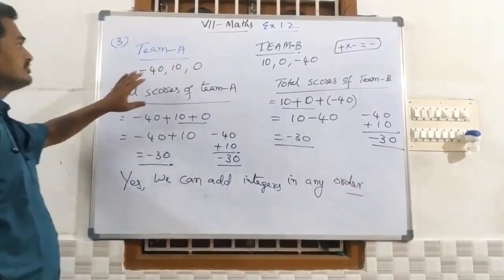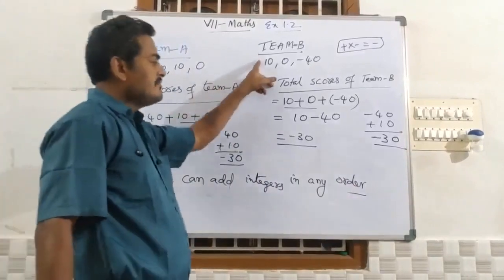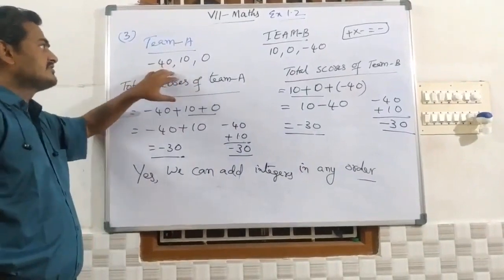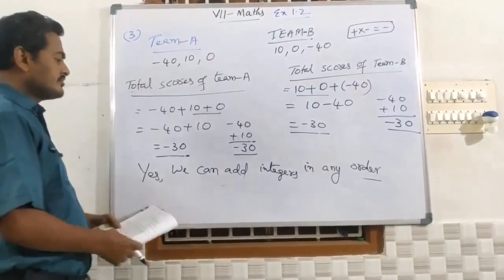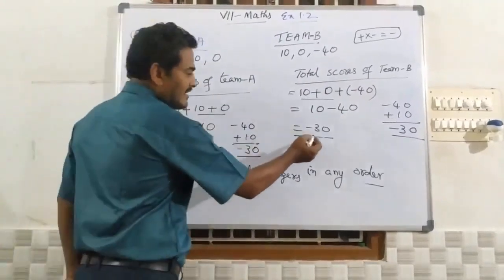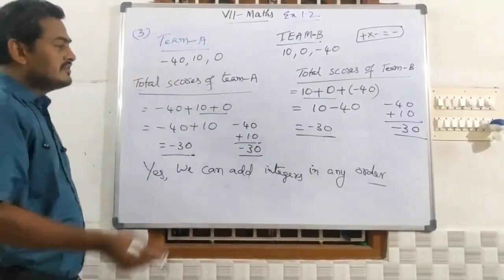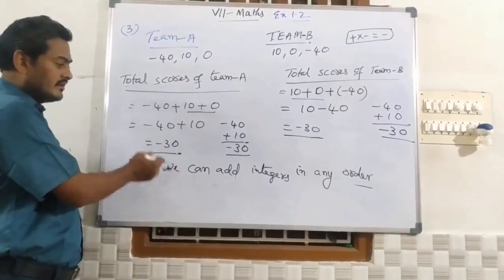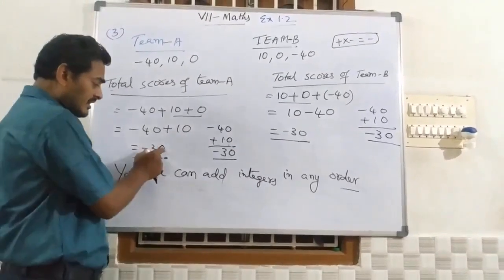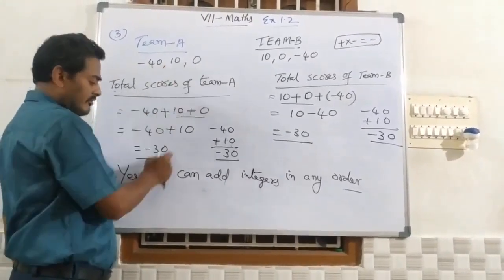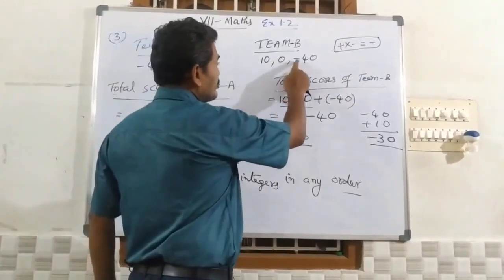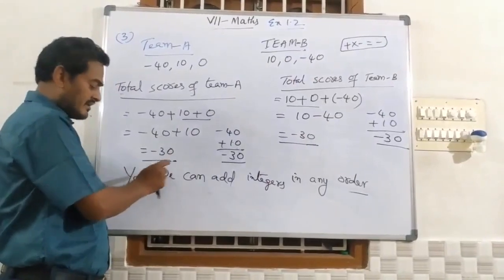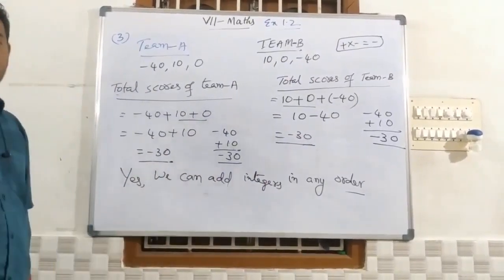So team A's score is minus 30 and team B also gets minus 30, the numbers are the same but the order is different. In this question they are asking, can you add these numbers in any order? Yes, we can add. Because minus 40, 10, 0 gives the answer minus 30, and 10, 0, minus 40 also gives minus 30. For this reason we can say that yes, we can add integers in any order.